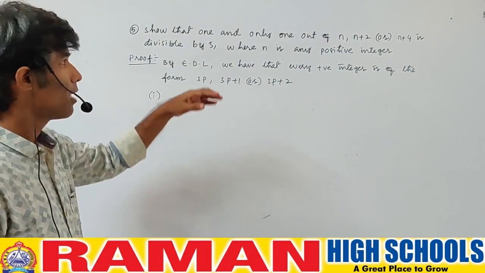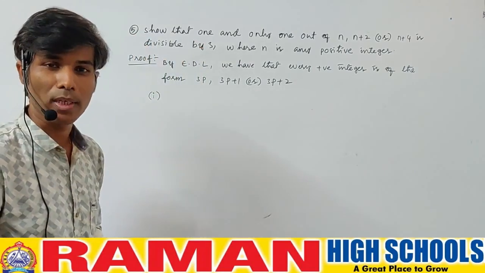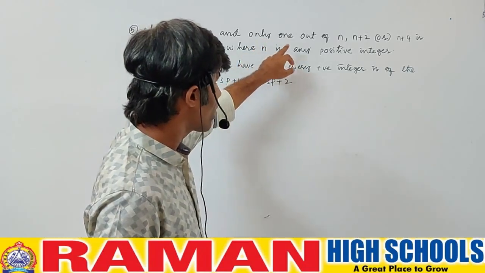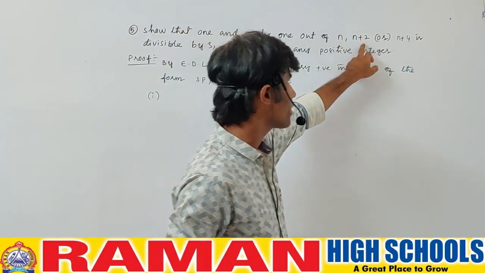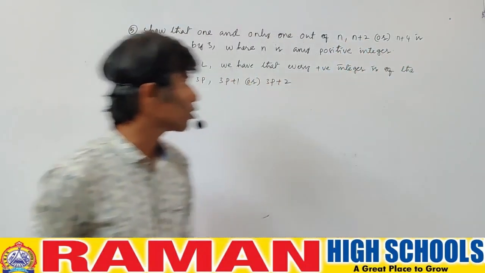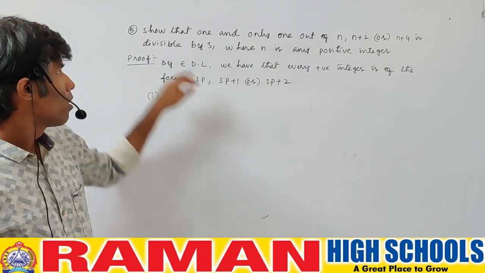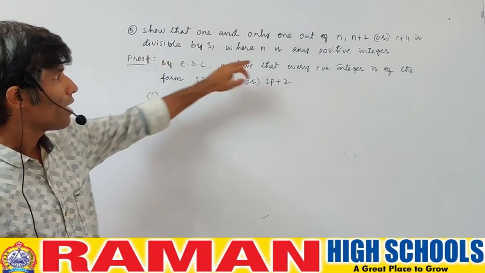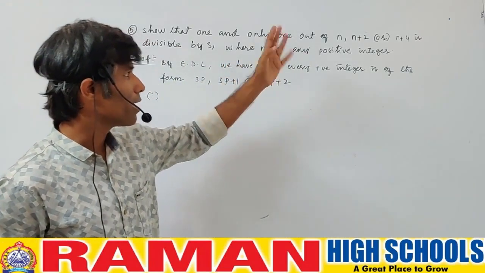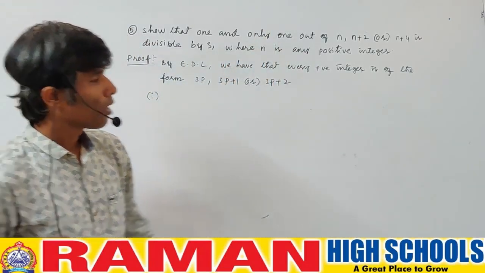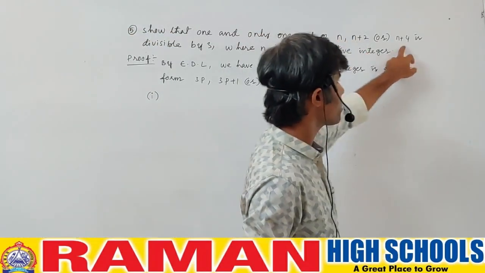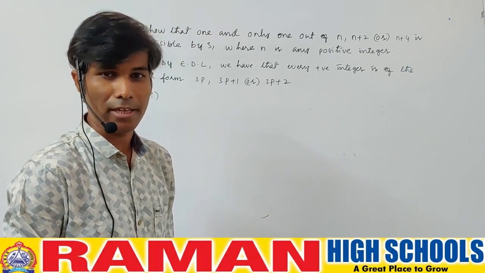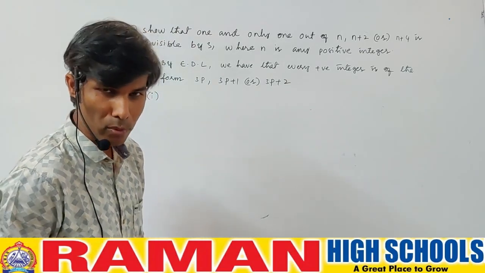Now let us see the fifth problem in exercise 1. That is, show that one and only one among n, n plus 2 and n plus 4 is divisible by 3, where n is a positive integer. The meaning of the question is, among these three numbers, only one number is divisible by 3. That is what we have to prove.